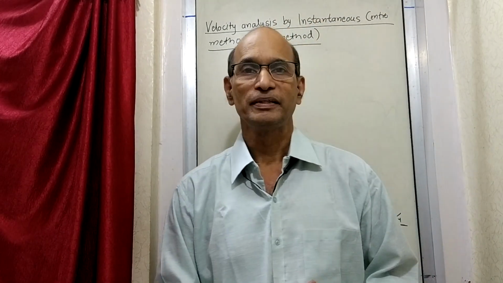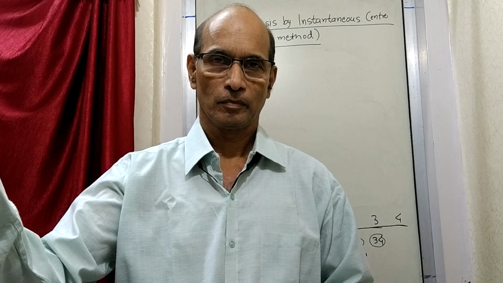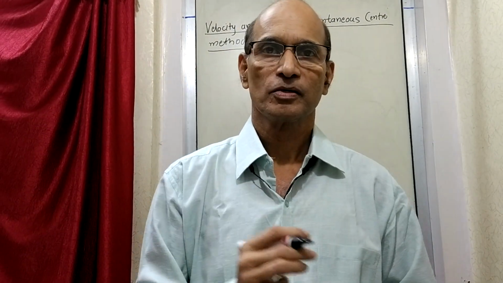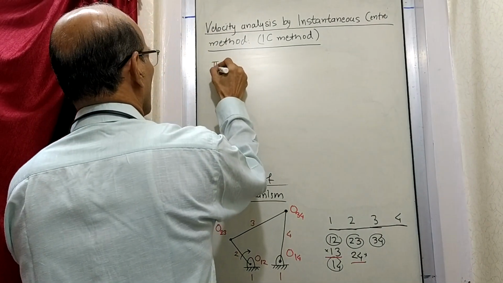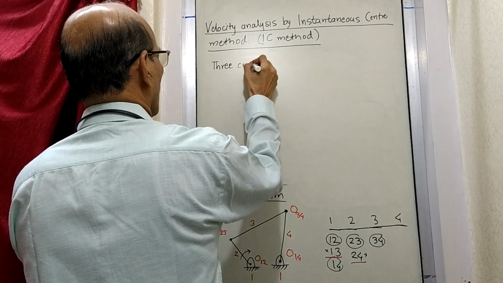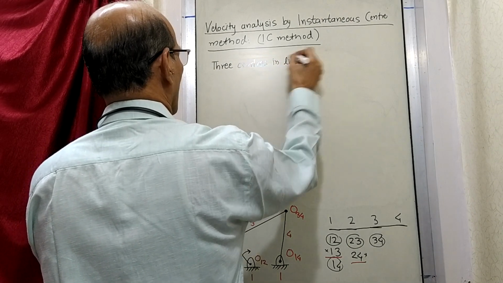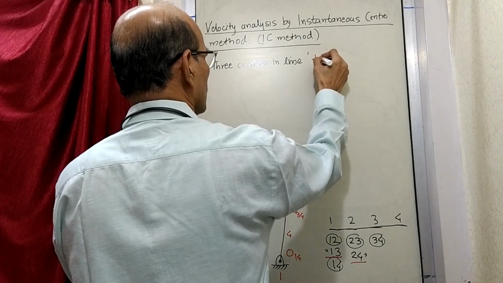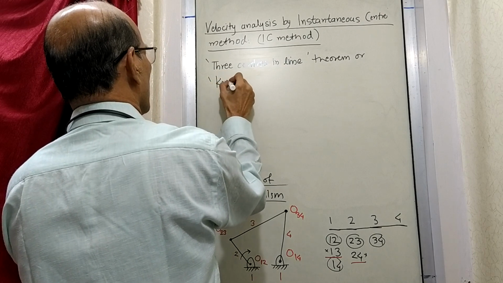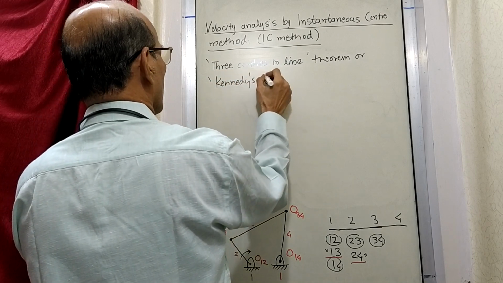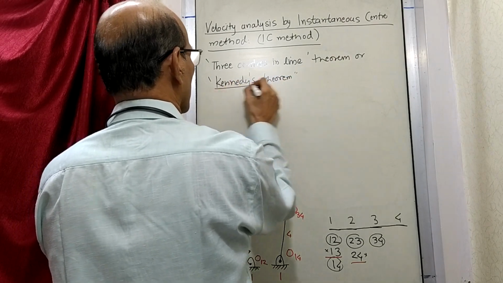Now there is one theorem which is called as the three centers in line theorem, or it is also called as Kennedy's theorem. So I will just write it here. Three centers in line theorem, or it is also called as Kennedy's theorem.